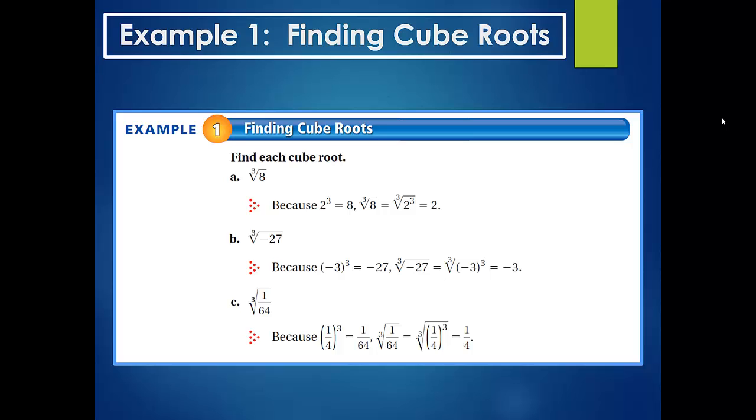And for C, we're going to find the cube root of 1/64. So we want to find a number that when we multiply it by itself, and then by itself again, we get 1/64. That number would be 1/4, because 1/4 times 1/4 is 1/16, and then times 1/4 again would be 1/64.